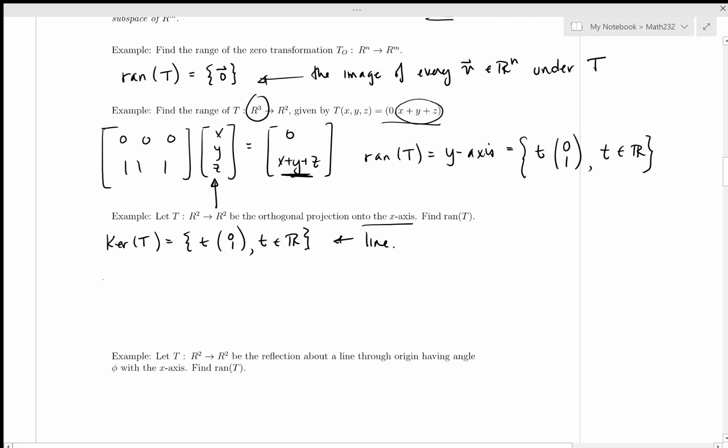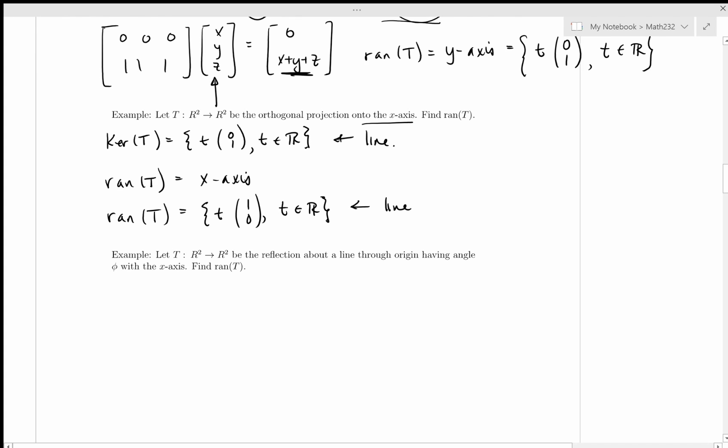The range of T, well, we're taking any vector we want in R2 and we're projecting it onto the x-axis. What are the possible results? That is all of the vectors along the x-axis. So the range of T is the x-axis, which we're going to write like this: the range of T is equal to t times 1, 0, t in R. That is the x-axis, and you'll notice that that's also a line, a subspace. Both the kernel and the range there are subspaces of R2.